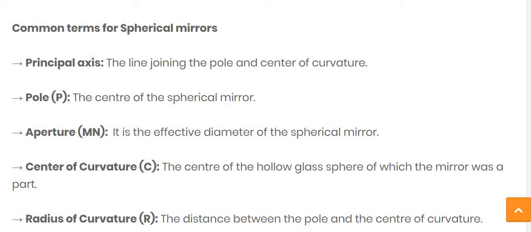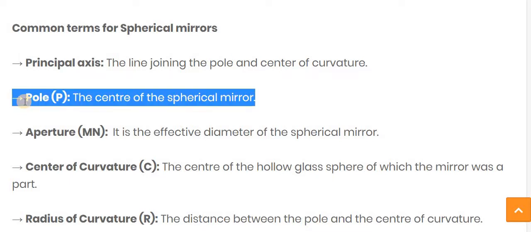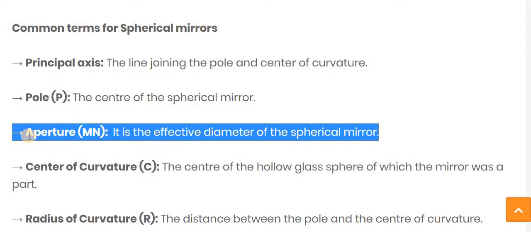Dear student, in the previous video we have seen the common terms for the spherical mirror. In that, the principal axis means the line joining the pole and the center of curvature. Then the pole is the center of the spherical mirror. Then the aperture means the effective diameter of the spherical mirror.